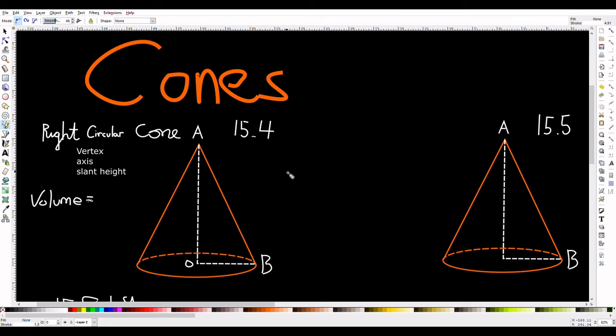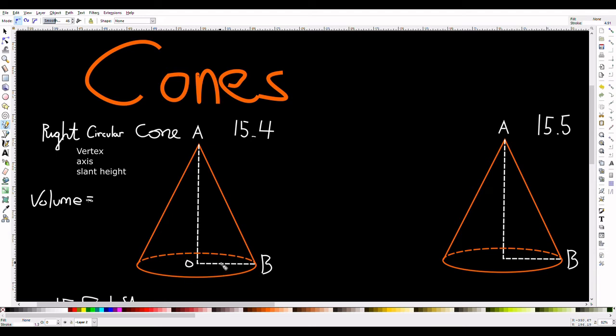Today we will be working with cones. To begin, we need our definitions. First, let's look at the cone depicted, cone AoB here. You'll see that this is a right circular cone. It's a right cone because line AO is perpendicular to the plane of the base, which is circle O. And it's a circular cone because the base is a circle.